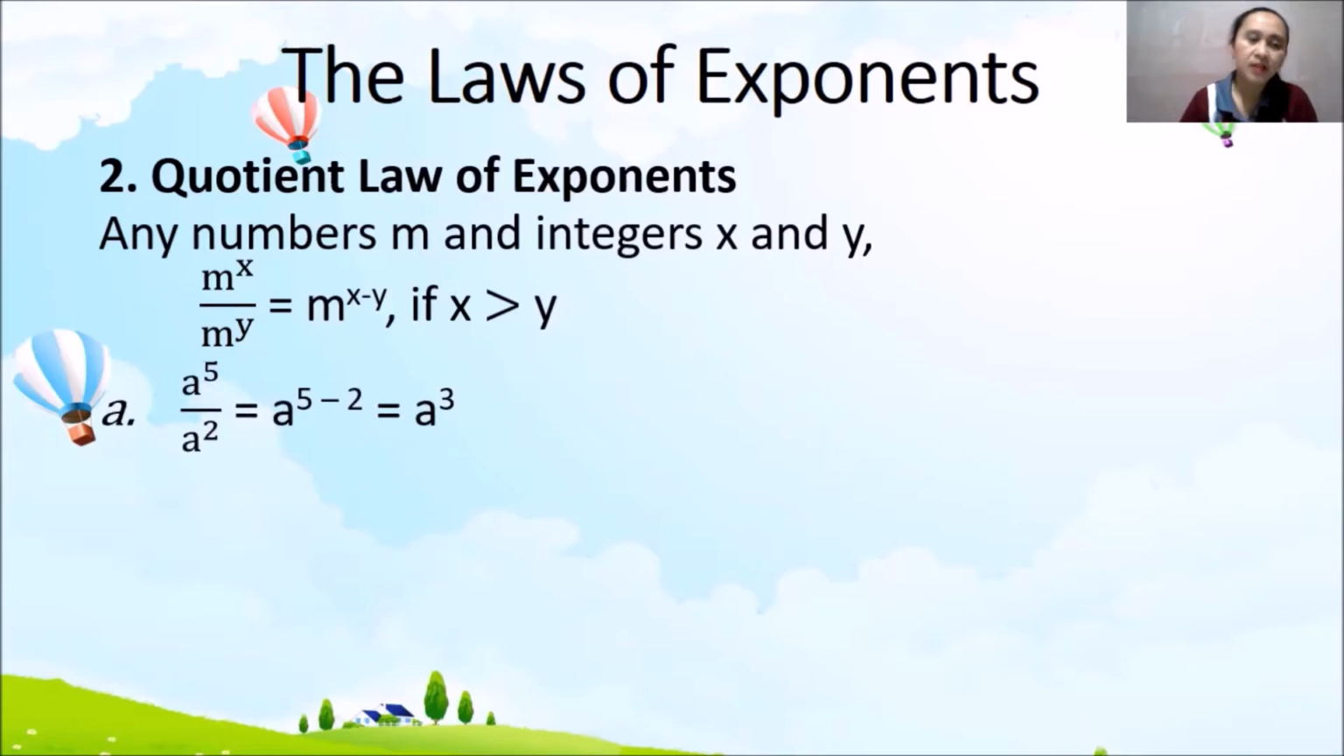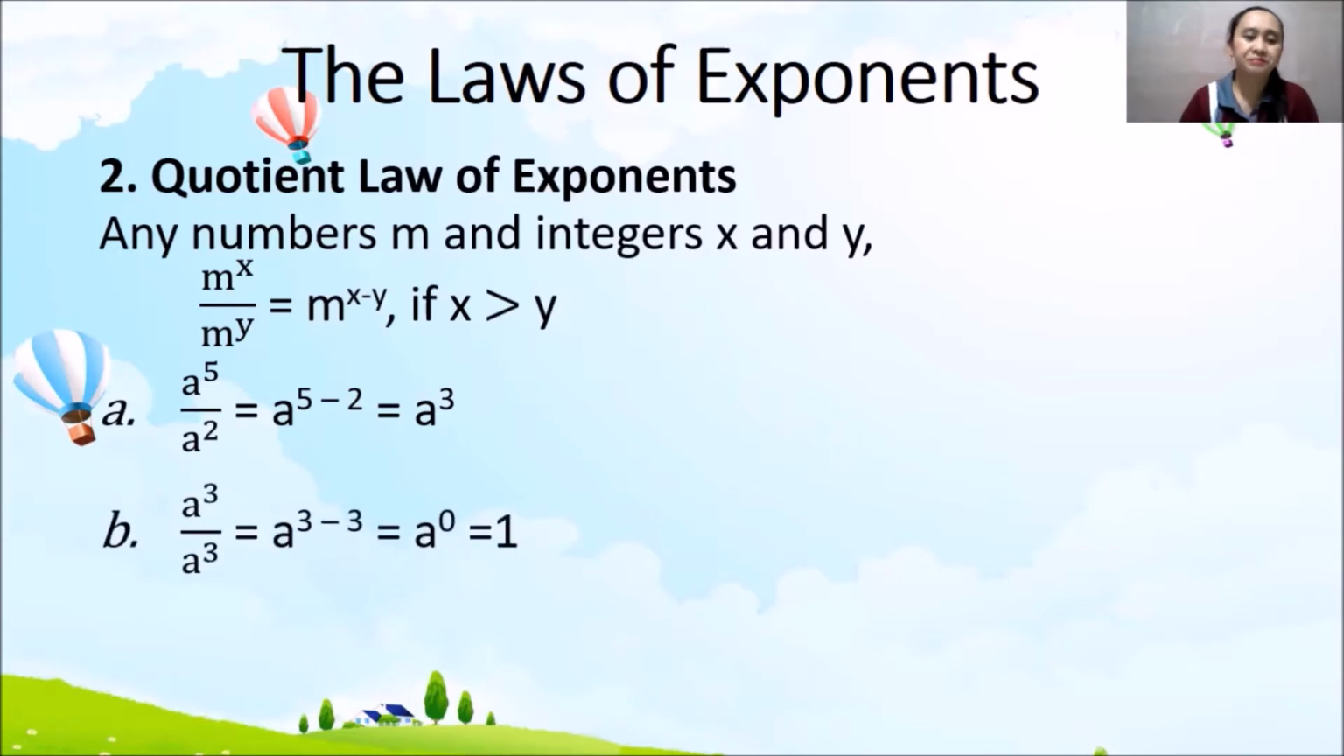Example, a raised to the exponent of 5 divided by a squared is equal to a, which is the base, subtract their exponents, 5 minus 2, so it is equal to a cubed. This is how we apply the quotient law of exponents. We subtract the exponents of the same literal coefficient. And in multiplying literal coefficients, we add the exponents of the same literal coefficient.